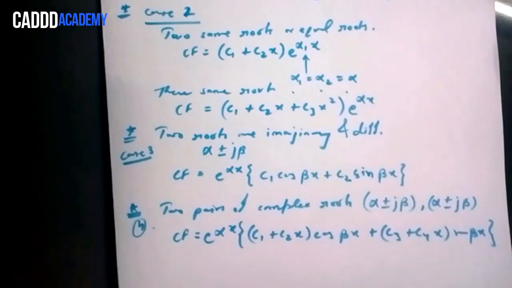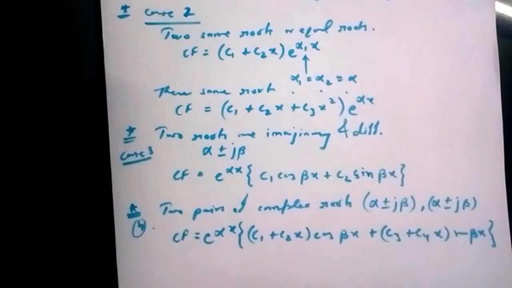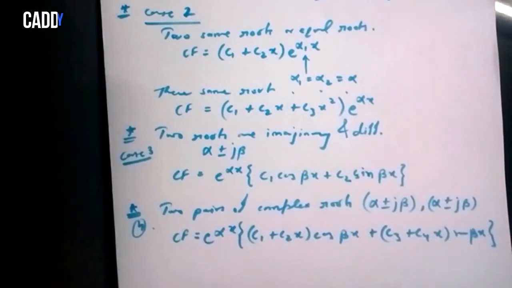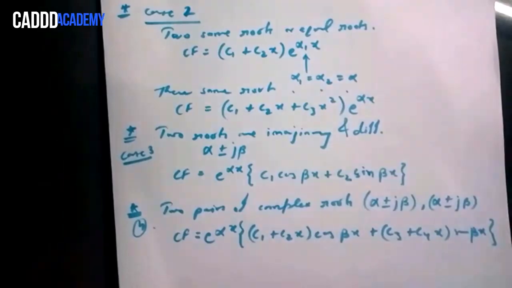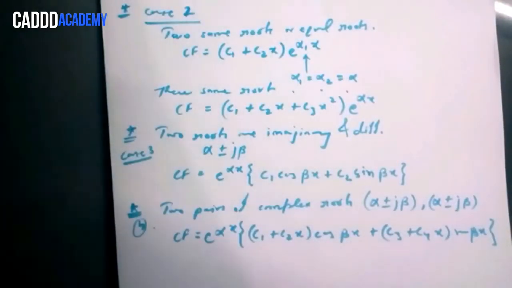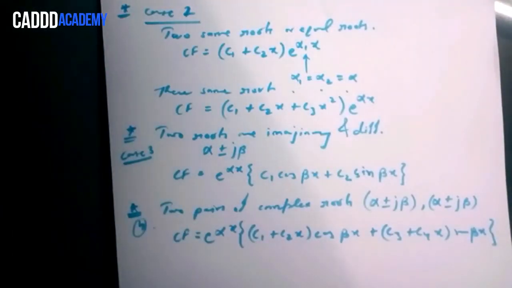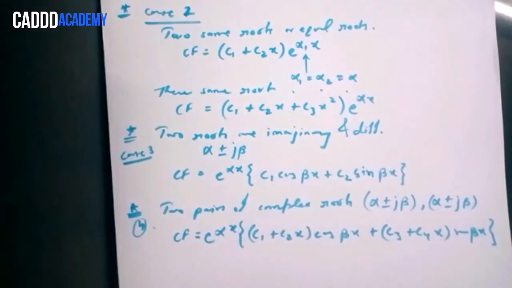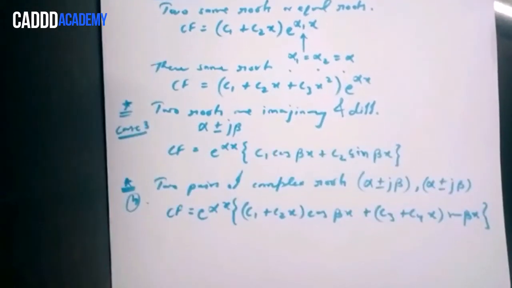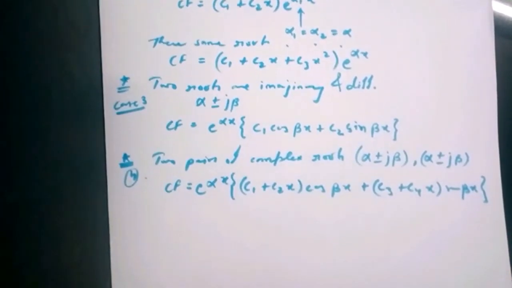Let's start understanding these four cases by solving problems. This is how we calculate the complementary factor of a higher order differential equation. For the PI, I will tell you later while solving the problem. The calculation of PI is very simple. You just have to remember the procedure only. There is no formula for calculating the particular integral.